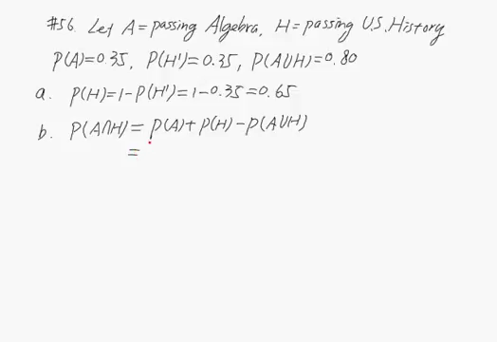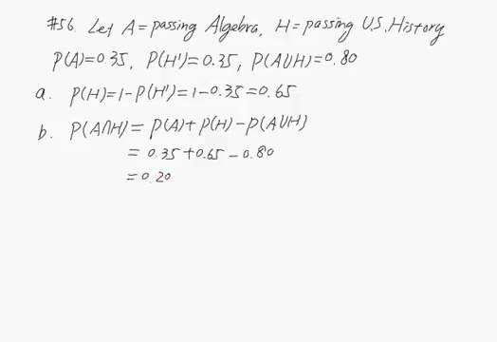Now let's plug in the values for P of A, P of H, and P of A union H. So 0.35 plus 0.65 minus 0.8. So 35 plus 65, you have 100, right? So this is 1. And 1 minus 0.8, you have 0.2.